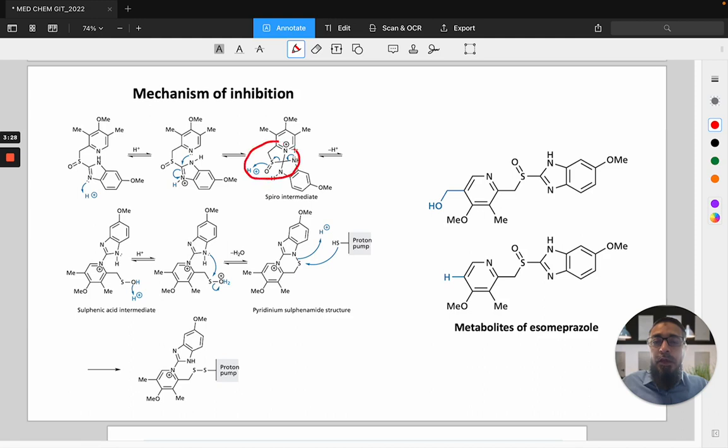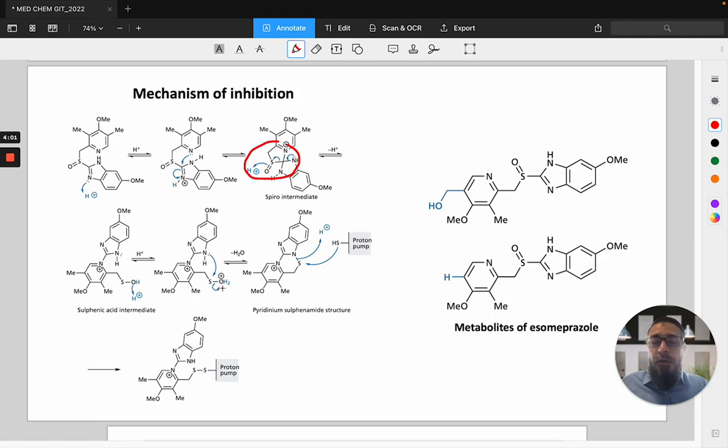So this one is the spiro intermediate. After this the protonation will occur, right? And as a result of this, sulfonyl will be converted into SOH, right? And then after this, the nitrogen of the imidazole ring will attack the sulfur, right?